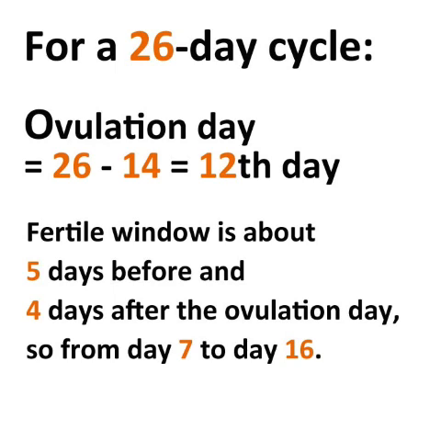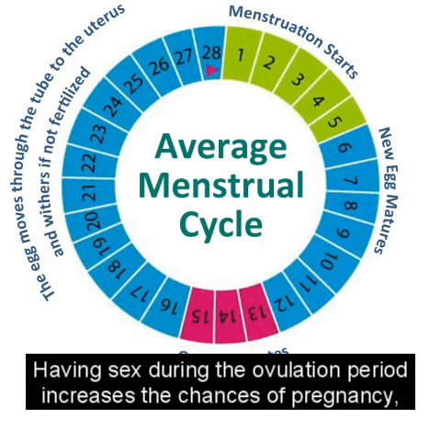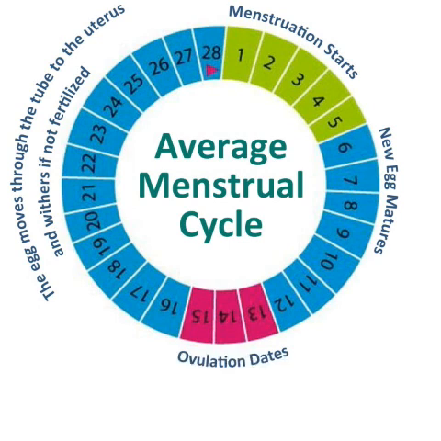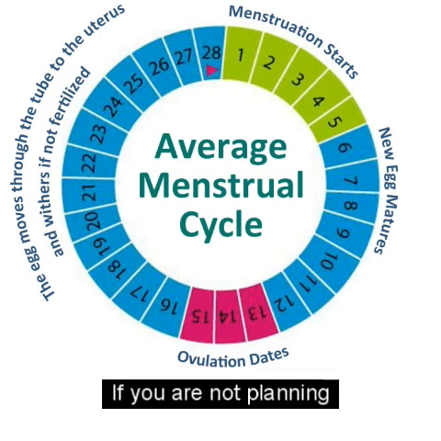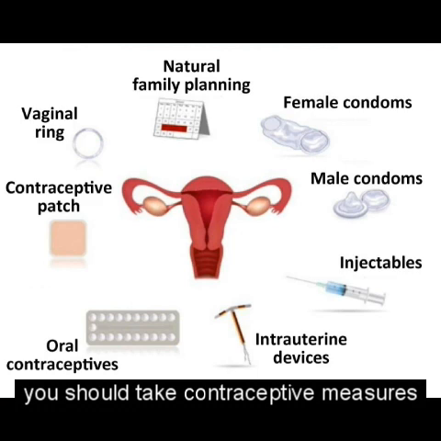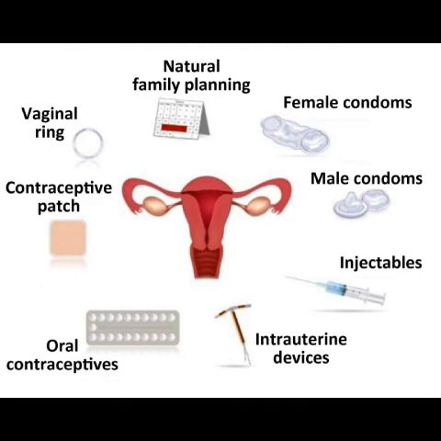Having sex during the ovulation period increases the chances of pregnancy, so it's also called the fertile window or fertile period. If you want to get pregnant, this is the best time. If you are not planning to have a baby, you should take contraceptive measures during this period.